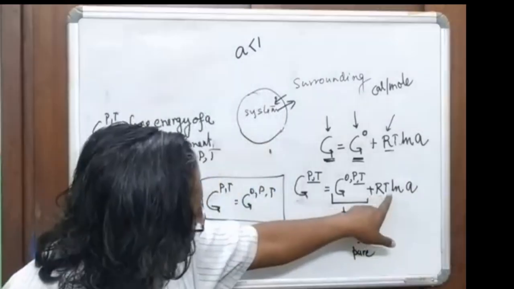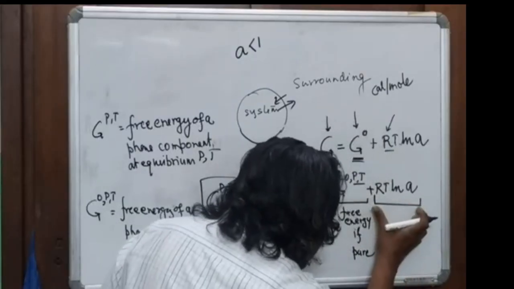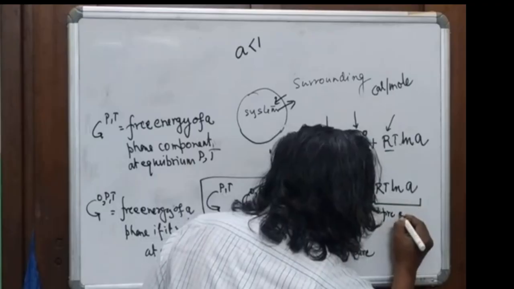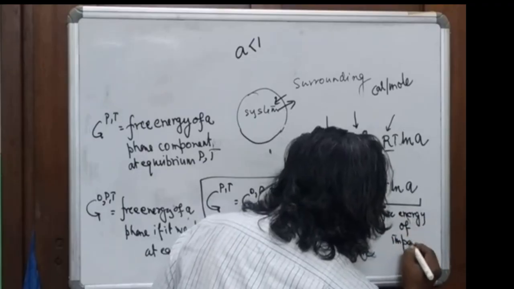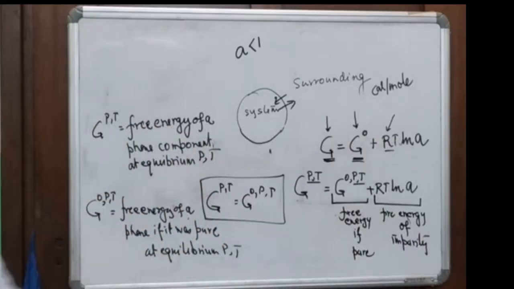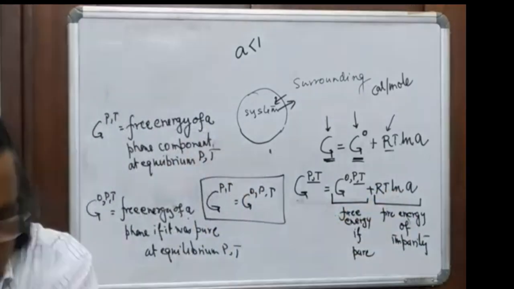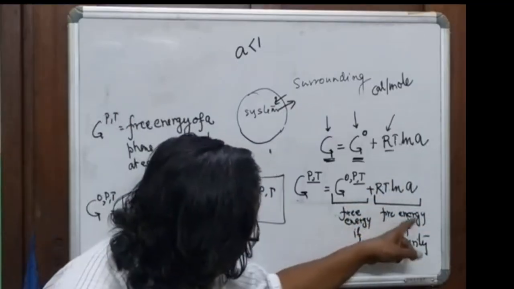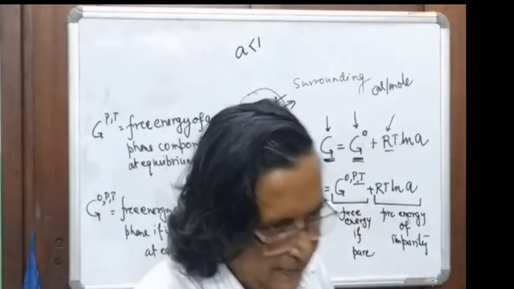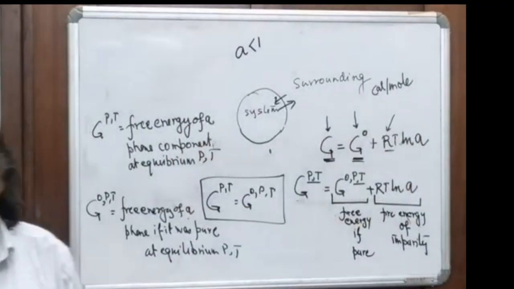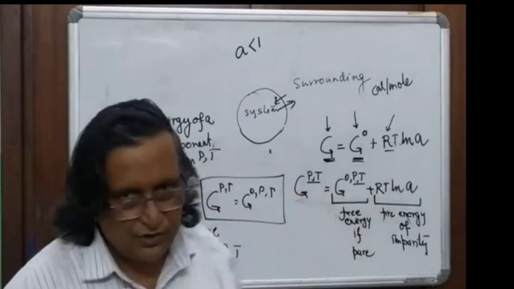Universal gas constant is positive. Temperature in kelvins is always positive. Multiplied into negative. So this value, whatever that value is, can be written as free energy of impurity. Because a less than 1 means there is impurity. Multiplied, ln of that is negative. And the whole term becomes negative. So this is the free energy of impurity. And this is the free energy of purity. And G is the sum total of it. For a pure phase, this term vanishes. And you have G is equal to G0 PT.